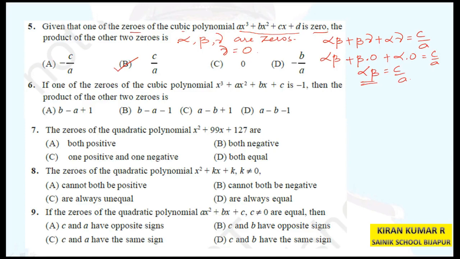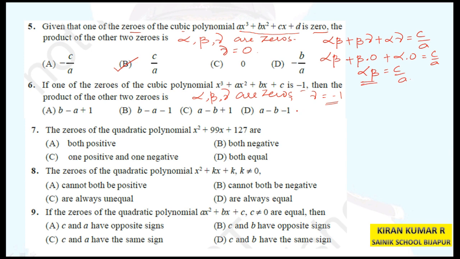Now look at question 6. If one of the zeros of the cubic polynomial is minus 1, then the product of the other two zeros is... We have to follow the similar method that we applied in the previous question. Let alpha, beta and gamma be the zeros. Let me take gamma value as minus 1.